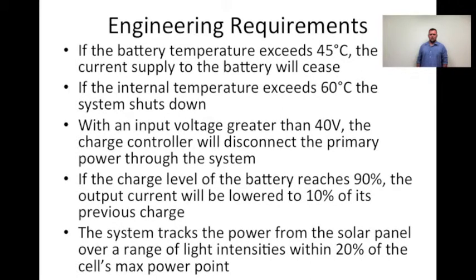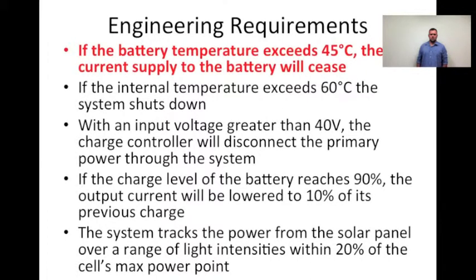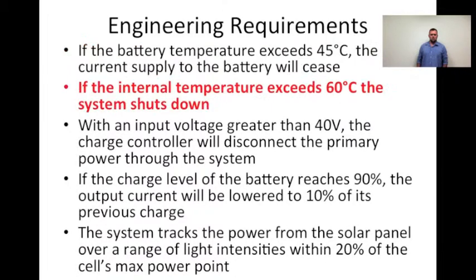In our design, it was possible that our circuits could reach excessive temperatures. Because of this, there were 2 temperature requirements which were meant to keep our electronics safe. If the battery temperature exceeds 45 degrees Celsius, the current supply to the battery should be cut off. Also, if the internal temperature reached 60 degrees Celsius, the system should shut down.